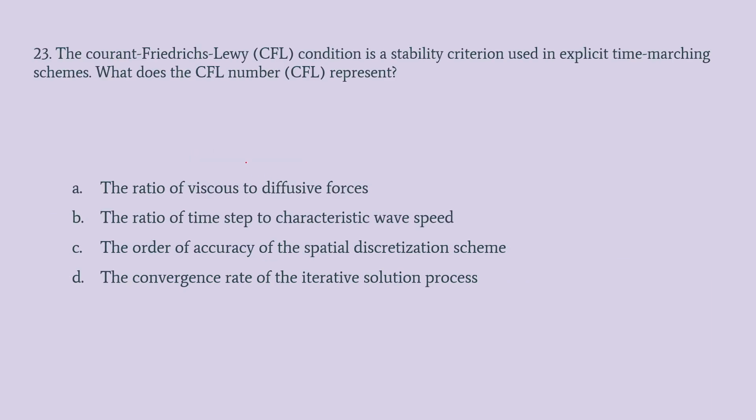Next question. The CFL condition, that is Courant-Friedrichs-Lewy condition, is the stability criterion used in explicit time marching schemes. What does the CFL number represent? So the CFL condition is imposed by giving some condition called the CFL number. So what does this CFL number represent?